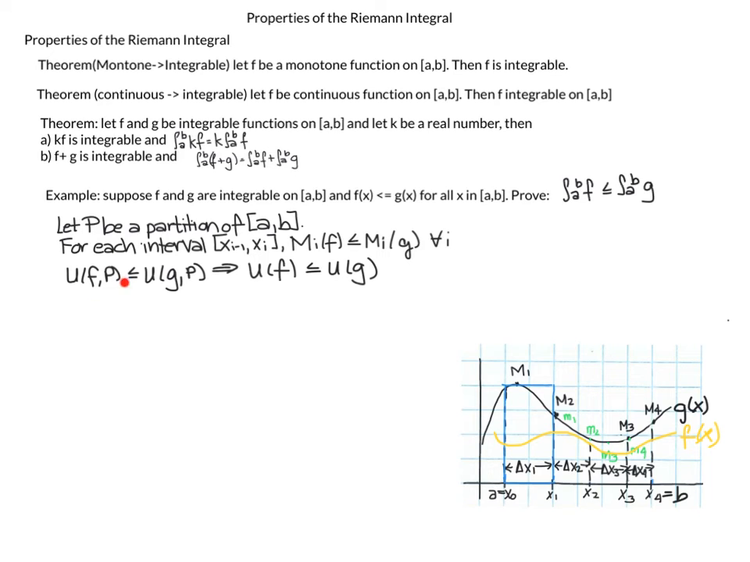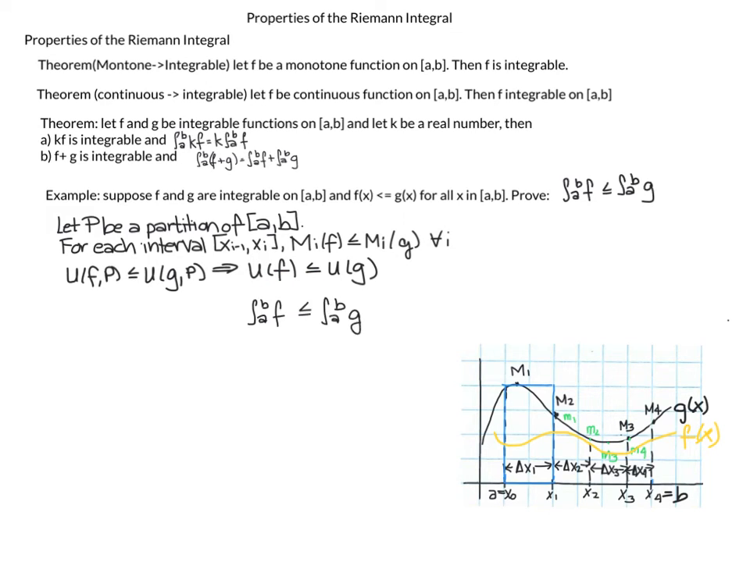And now we can look at our upper sum. We could have looked at our lower sum, but I chose to look at the upper sum. So when we sum all these maximum heights times the interval, we will find that the upper sum of f with respect to P is always going to be less than the upper sum of g with respect to P, which will tell us that the upper integral of f will be less than or equal to the upper integral of g.